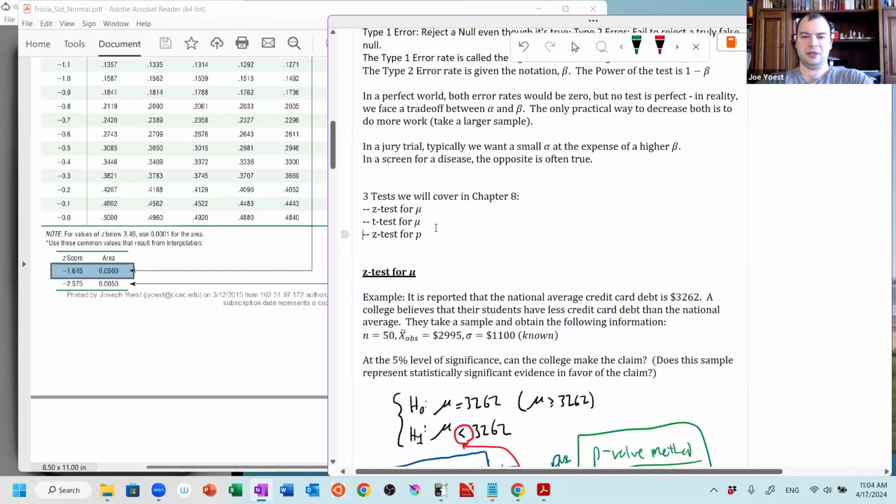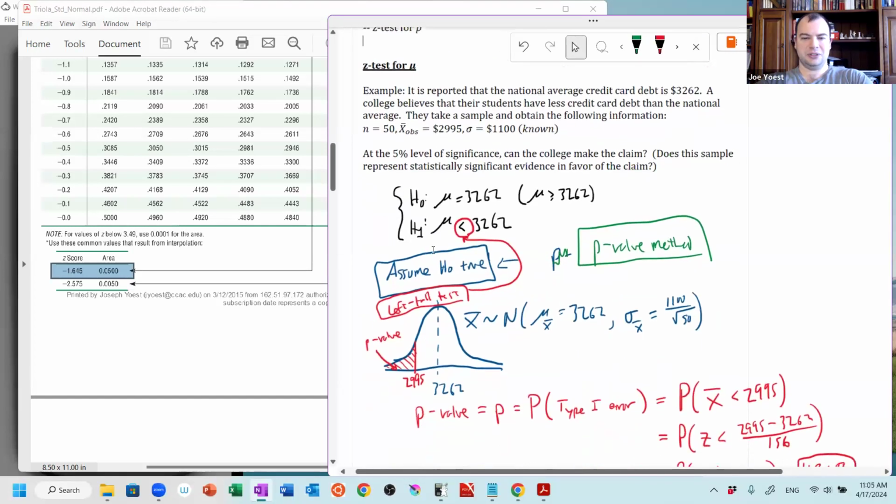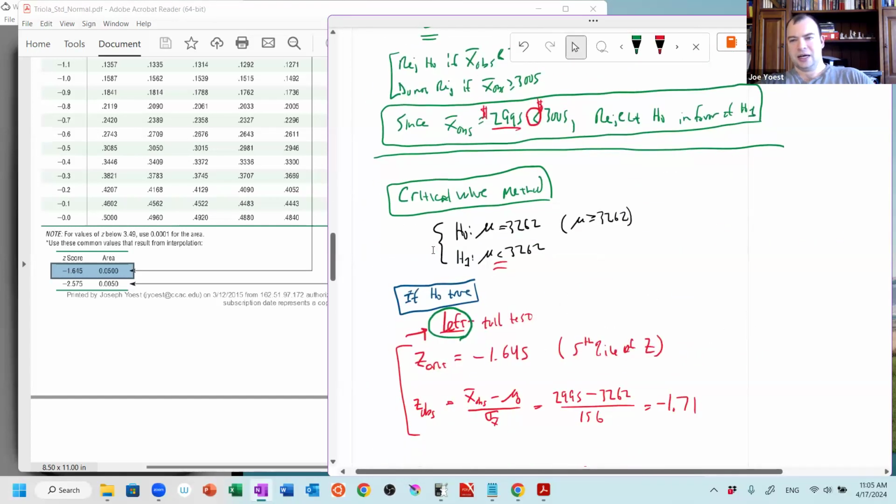Also z-test for p, any of the methods will work. So for all practical purposes, any of these three methods will work for basically anything that we'll do in chapter 8. But again, when we move on past chapter 8 to some of the stuff at the end of the course, that's where we really see the critical value method being used a lot more.